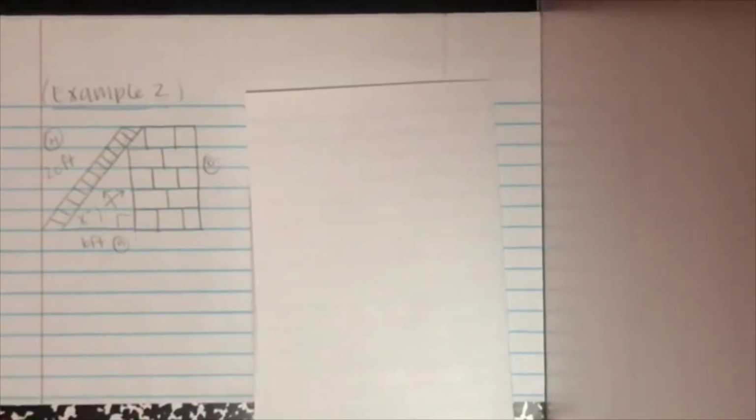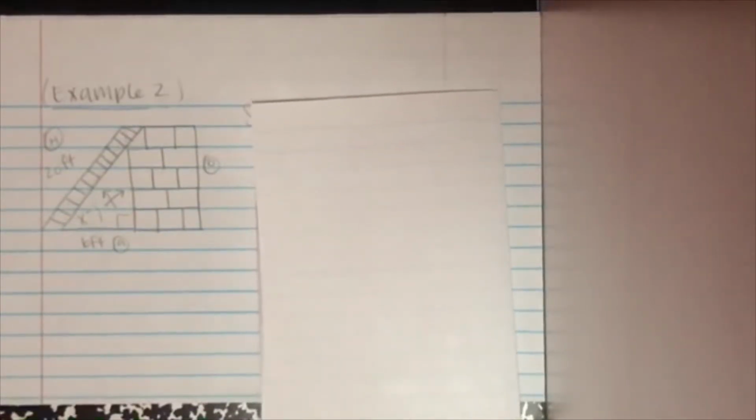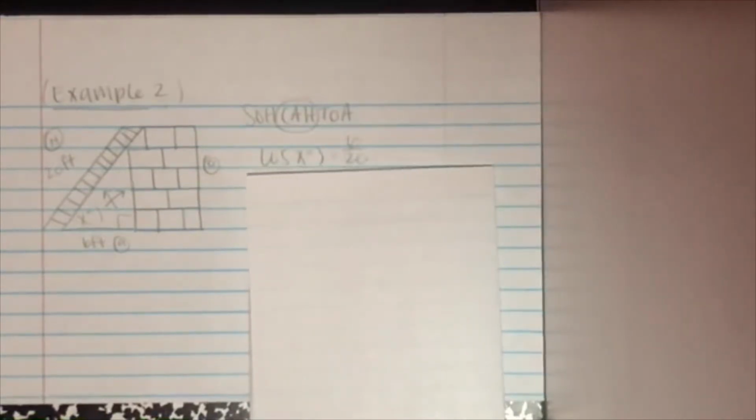For the second example, a 20-foot ladder is leaning against this wall 6 feet away. To find the angle of elevation, you need to use cosine since the only numbers are A and H. Then plug it into the formula. Then to get x by itself, inverse cosine. Then plug into a calculator to get 73 degrees.